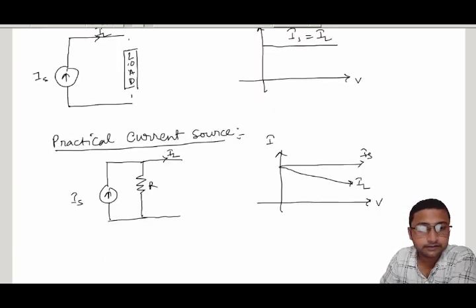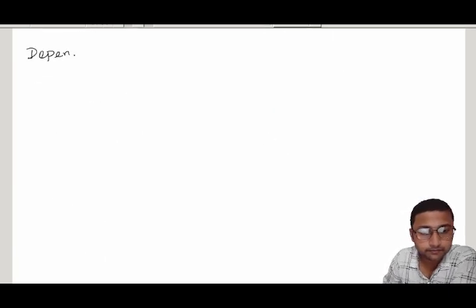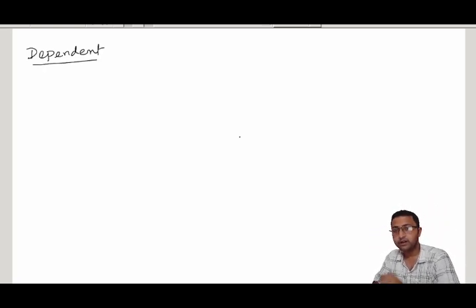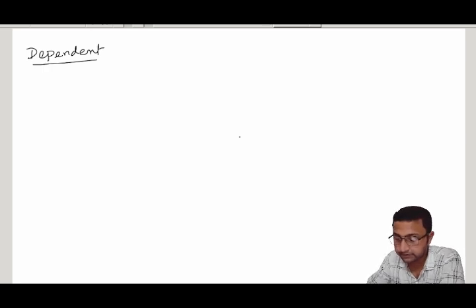The last one is the dependent source. Dependent sources are those whose output voltage or output current is governed by a voltage or current, obviously an input voltage or input current or any other part of the circuit element. That means the output voltage or output current is changeable with respect to the input voltage and input current. So this is called a dependent source. Dependent sources are generally represented using the diamond shape. There are four major categories of dependent sources.